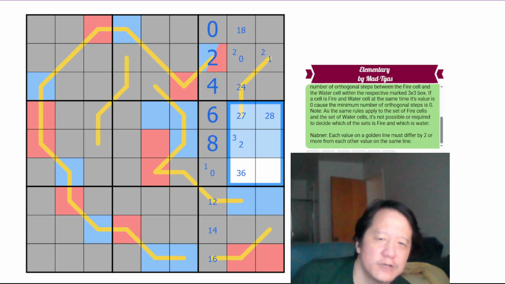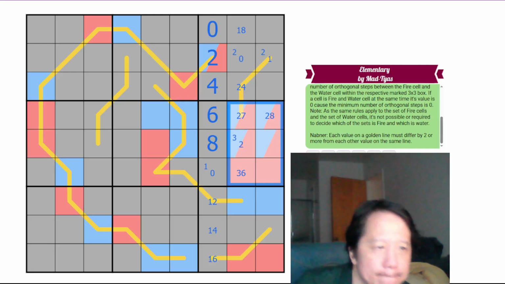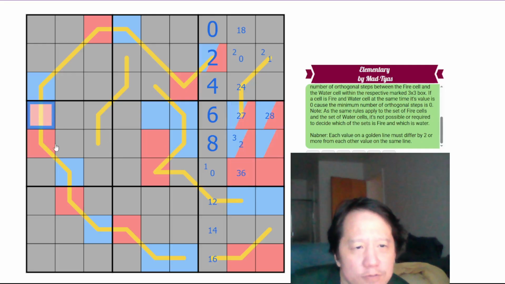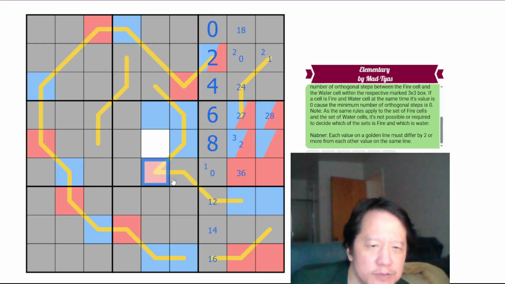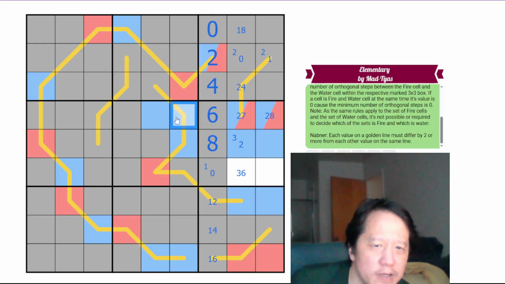Otherwise, what can they be? Well, let's try red here. Which means this can't be red, so this would still be red. We have no red here. This would be gray. This would have to be 2 blue. So this would be gray here.